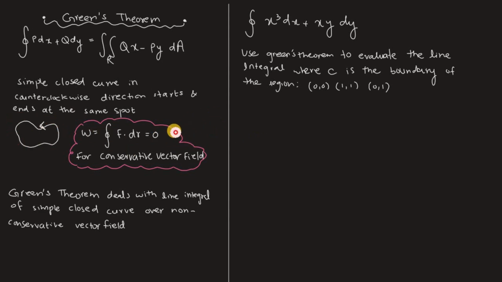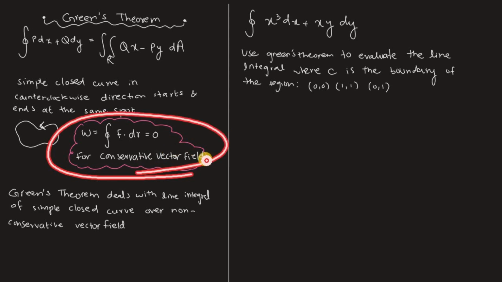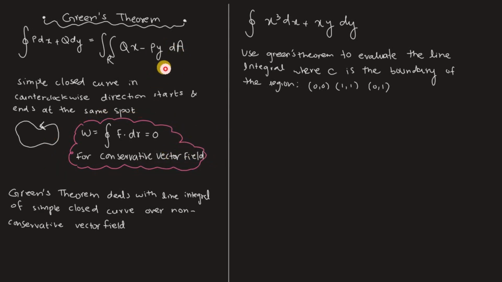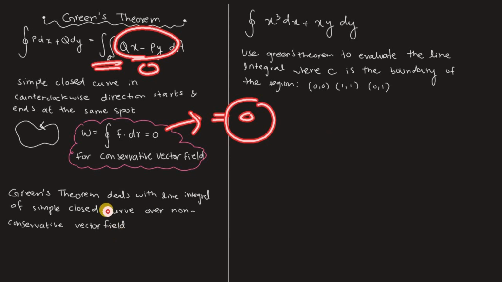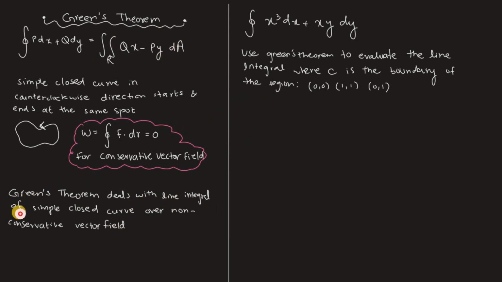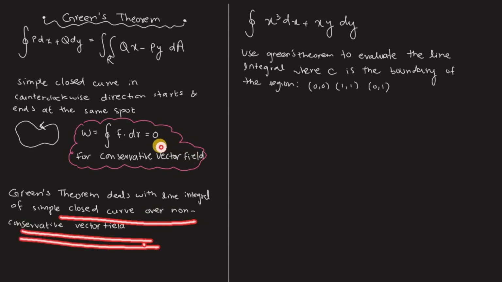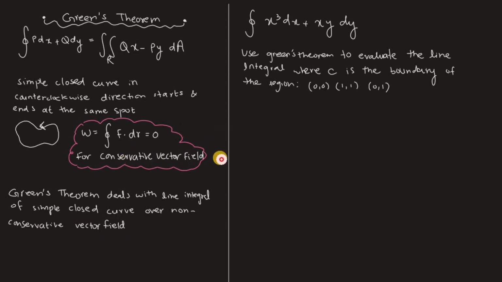Okay, and if you use Green's theorem and you get 0, which means that the vector field is conservative and the work done is 0. So every time you have that, you don't need to do the double integral or anything. When you get 0 in here, which means it's conservative, you stop the problem and simply report 0. That's it. Okay, so Green's theorem actually deals with the line integral of a simple closed curve over a non-conservative vector field. Like I said before, if you get 0, that means the vector field is conservative, and you simply report your answer as 0. If it's non-conservative, then you're gonna go ahead and solve it.